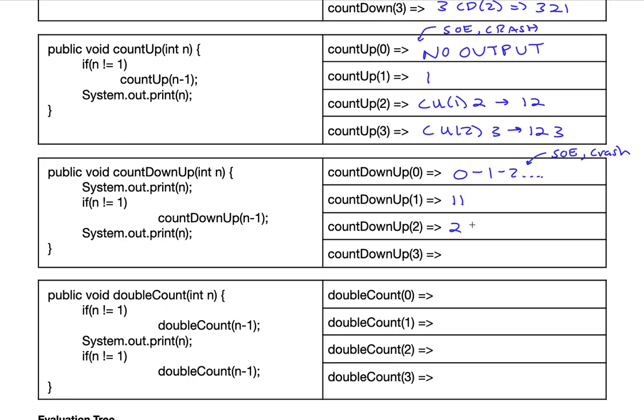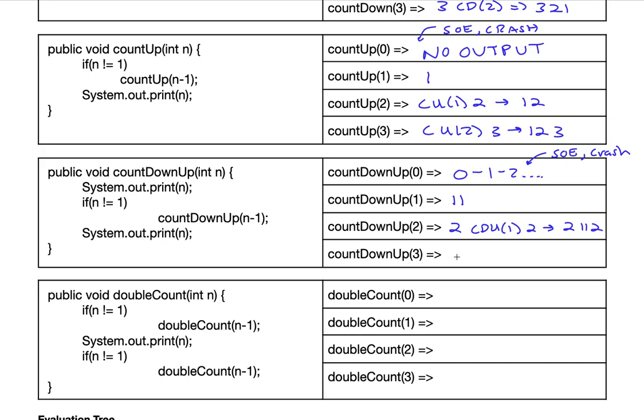So what does count down up of 2 do? Well, it prints 2. 2 does not equal 1, so it does count down up on the value 1, and then after that it prints the 2. Now remember, count down up 1 gave us the output of 1, 1, so we've got 2, 1, 1, 2.